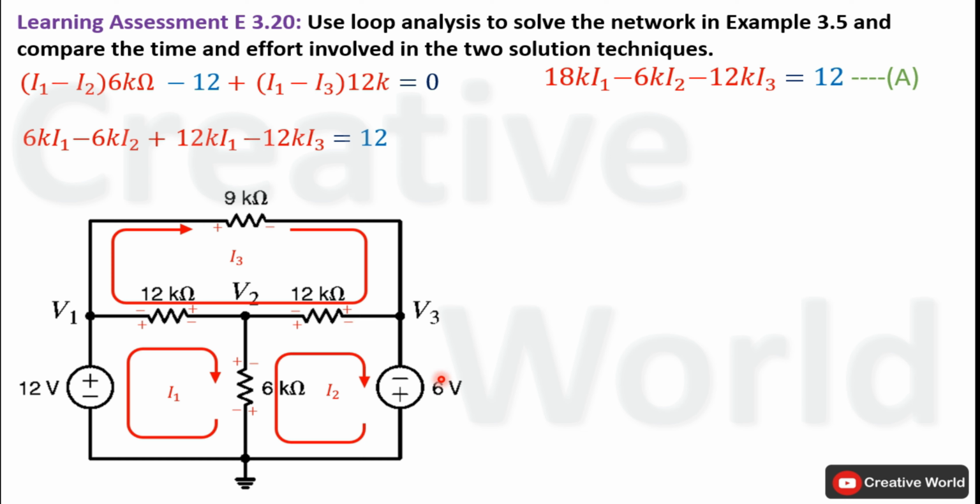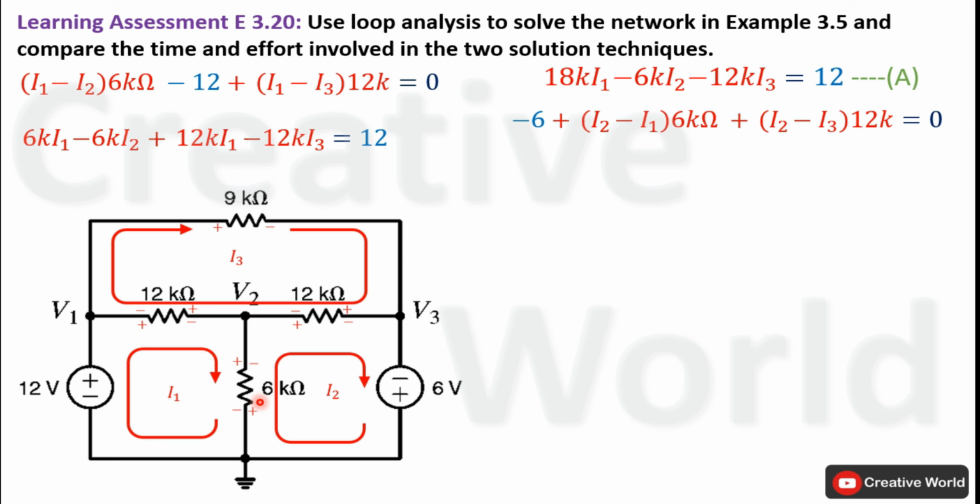Inside this loop, we will start from here. Current entering terminal is negative, so 6 volt will be taken with negative sign. Next, current entering terminal is positive, so voltage across this 6 kilo ohm resistance will be taken with positive sign. Now at this time we are taking the polarity of voltage across this 6 kilo ohm resistance according to the direction of current I2. So again this current I2 will be considered as higher current than I1, and resultant flowing current through this 6 kilo ohm resistance will be equal to the difference of these two currents. But for now we will consider I2 as higher current than I1.